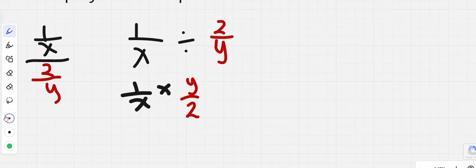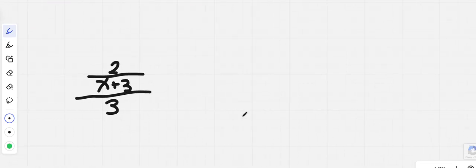And when we multiply fractions, we simply multiply straight across, meaning we multiply the numerator by the numerator. So 1 times y is just going to be y, and the denominator times the denominator. So x times 2 is going to be 2x. That is our answer. Let's do the second one.